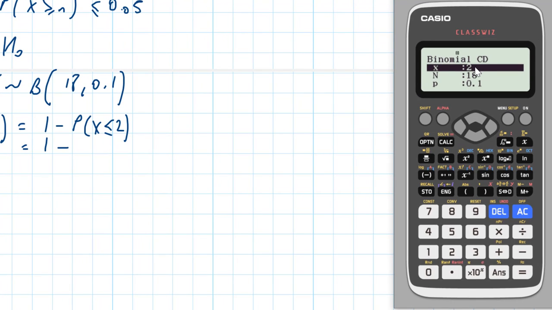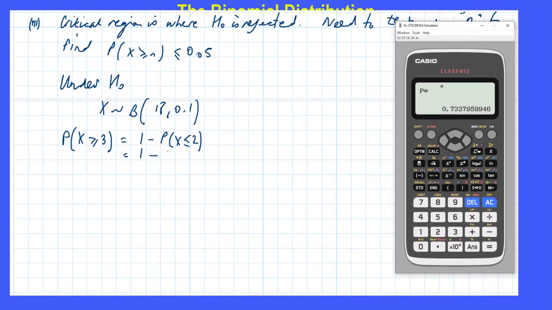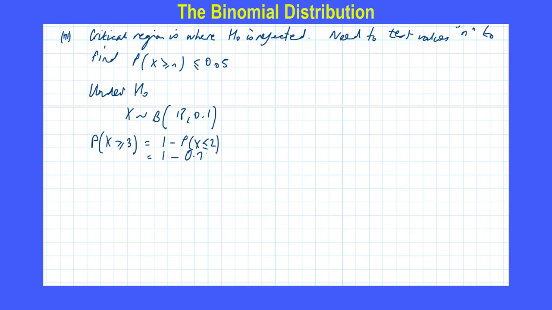And in fact, we've actually done this one before. So if you remember, x was 2, this is the cumulative distribution one, n is 18, and p is 0.1. So we can just go through and press our equals button, and we've already had this result in the previous part of the question, 0.7337. Okay, so I can work out the value of that. If that value is less than 0.05, then I'm happy and I'm winning. But this one isn't, 26.6%. So we still accept H0.